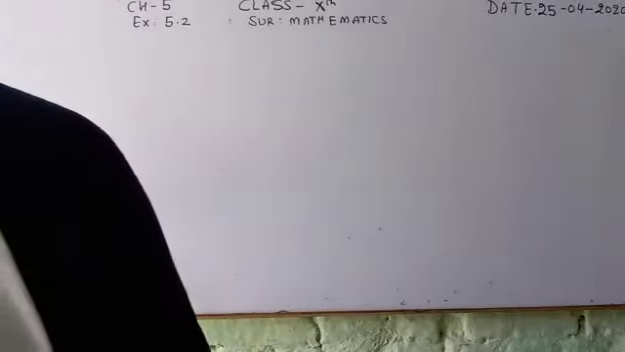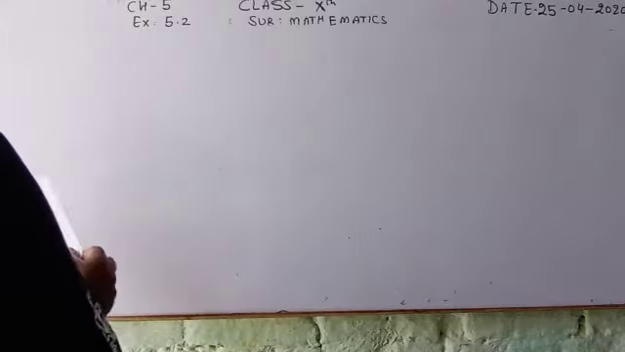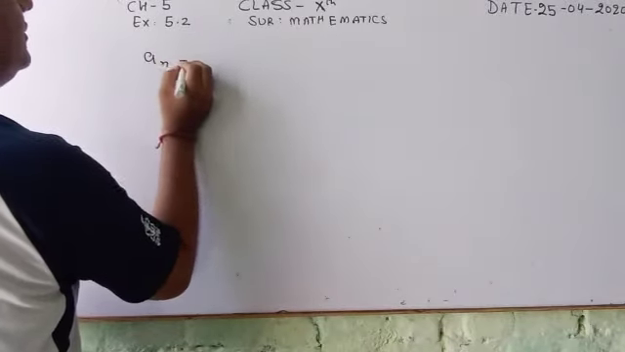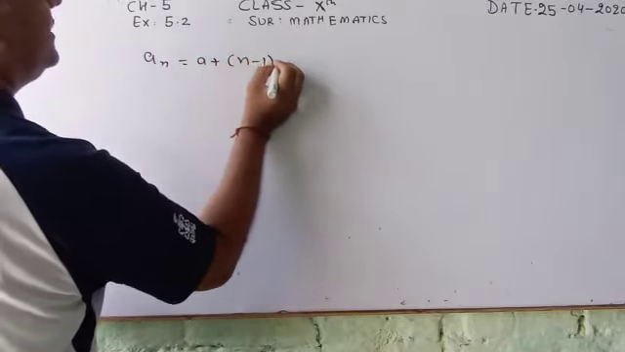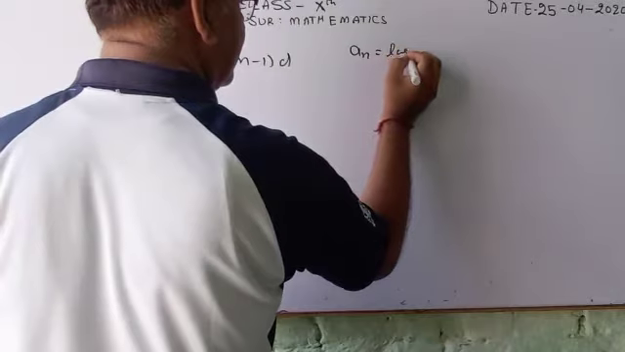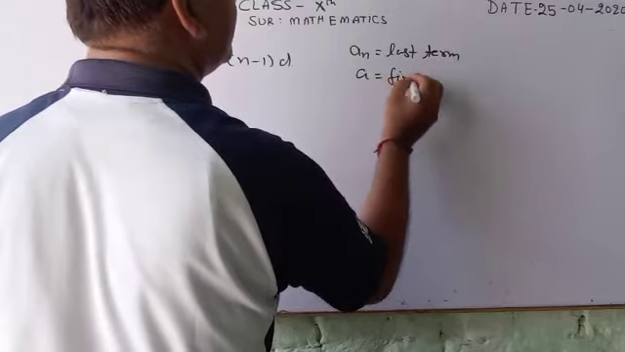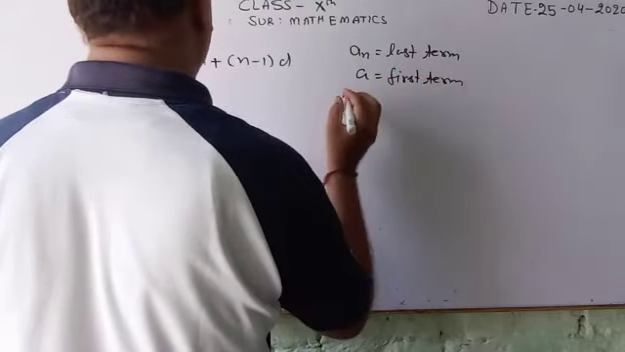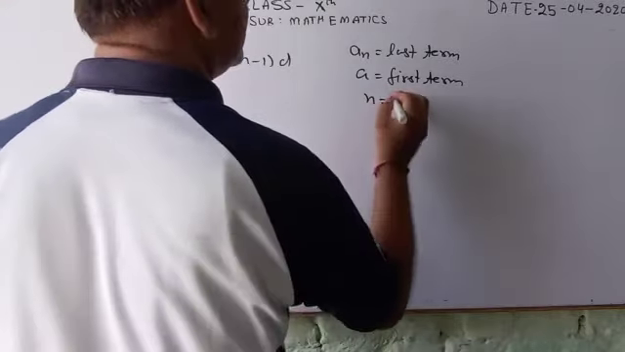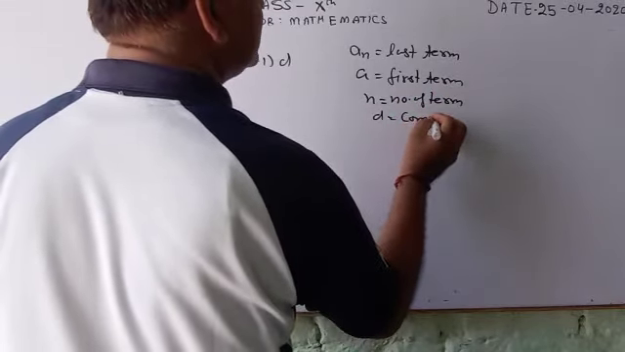Students, first we write down the formulas used in the 5.2 exercise. The formula is a_n equal to a plus (n minus 1) into d, where a_n is the last term, a is the first term, n is the number of terms, and d is the common difference.